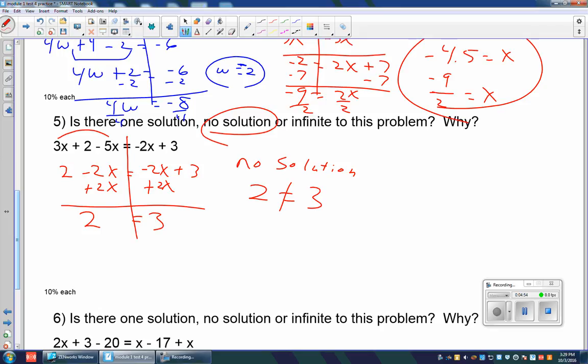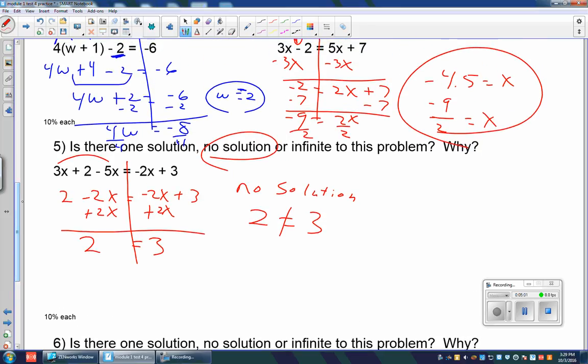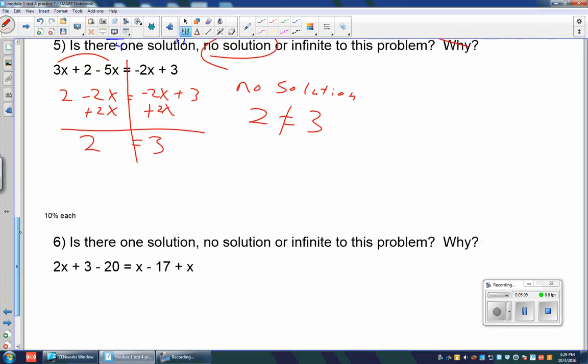Never, ever, ever. So what happens if there's only one solution? All the ones we just did only have one solution, because it came out w equaled negative 2, x equals negative 4.5. That's one solution.